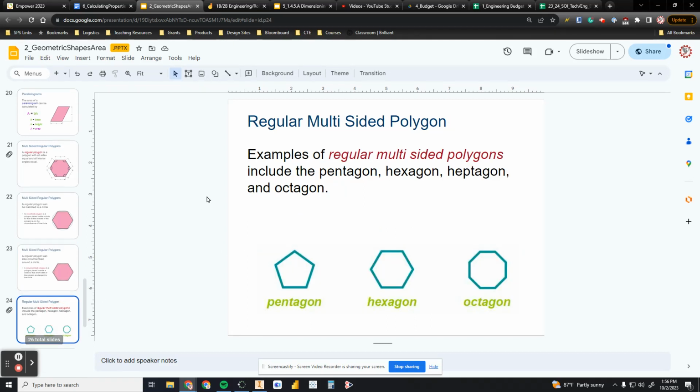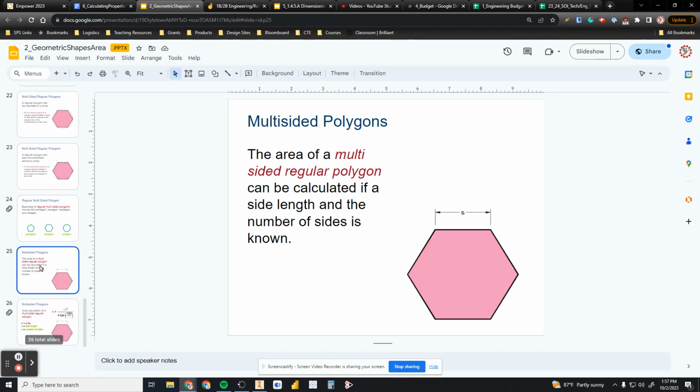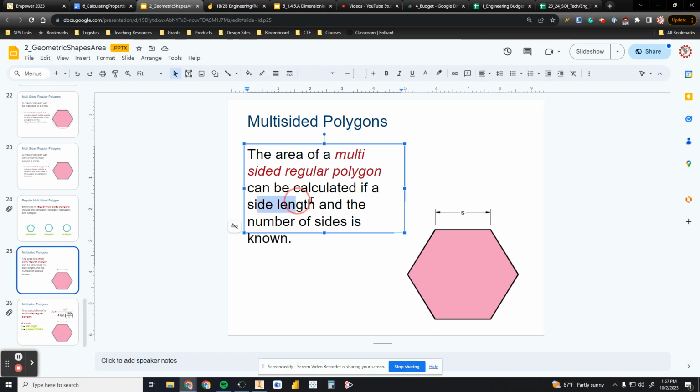Examples of multi-sided polygons, you've probably seen these before: pentagons, hexagons, octagons. In our case, we're going to be working with an octagon, and we are going to find the area of a multi-sided polygon. We can do that if the side length and the number of sides are known, which we do. The side length is 4 inches, that was given to us, and we know the number of sides for an octagon is 8.